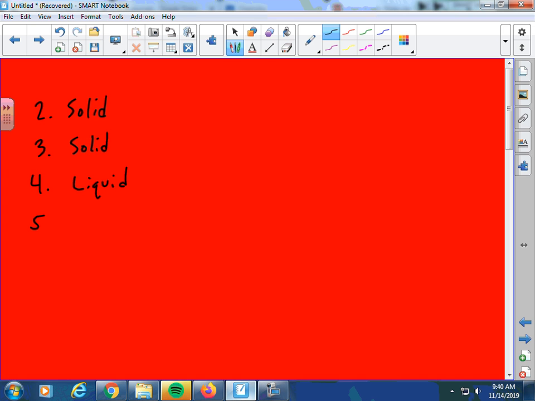All right, number 5 is a 3-parter. In terms of spacing, what's necessary to change from a solid to a liquid? Well, a liquid has particles that are more spread out, so particles need to spread out. All right, so that's the first part.